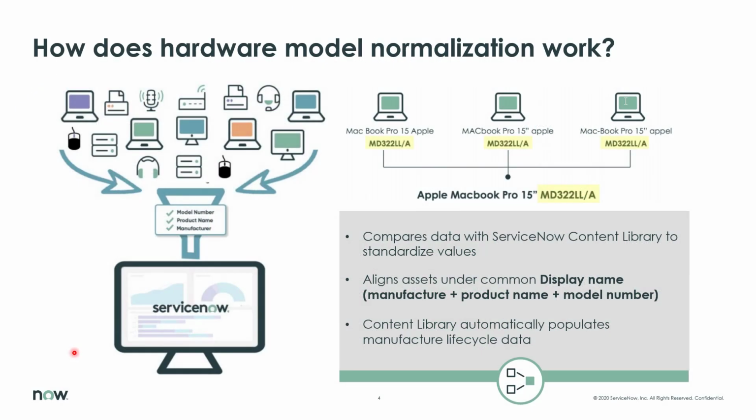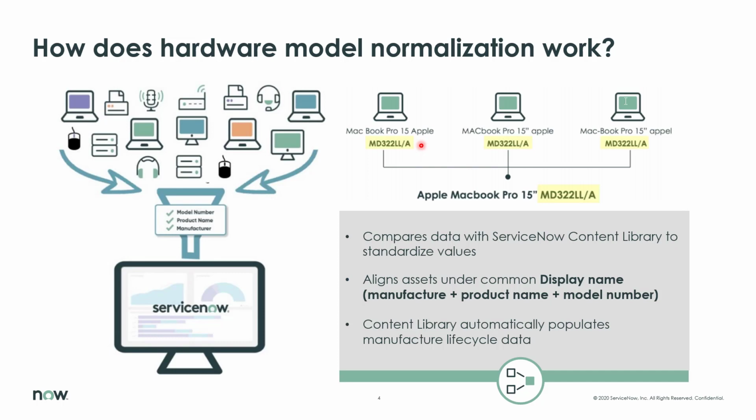So how does hardware normalization work? If you look up here at the 3 different MacBooks, you can see that the name of these might be slightly different depending on the inventory source that we're gathering this information from. But typically the model number of any given piece of hardware is directly from the manufacturer, and those are very, very similar or often the same.